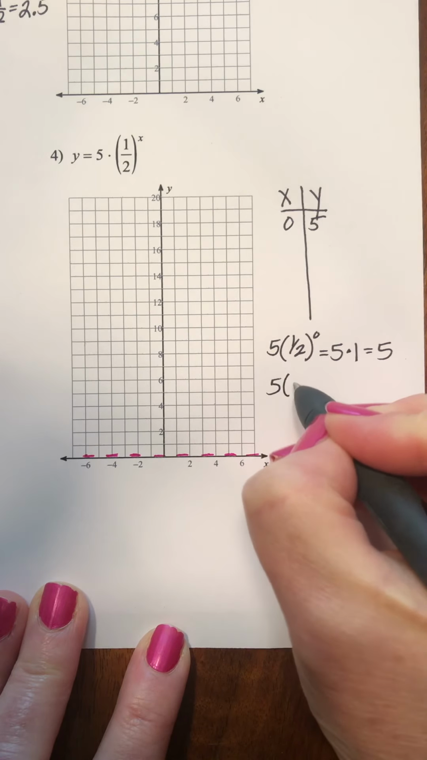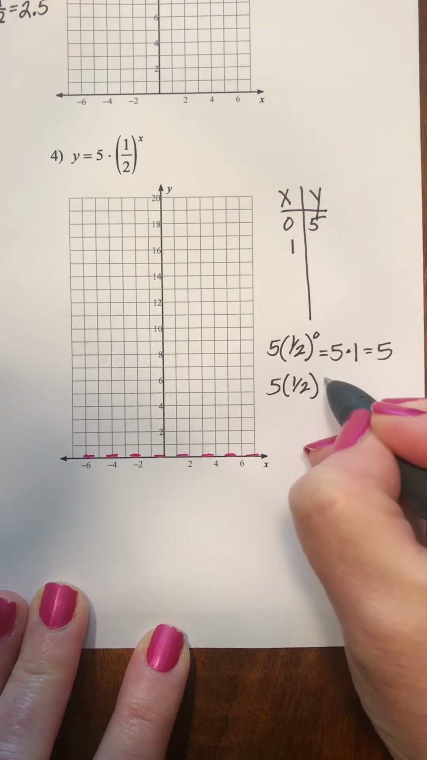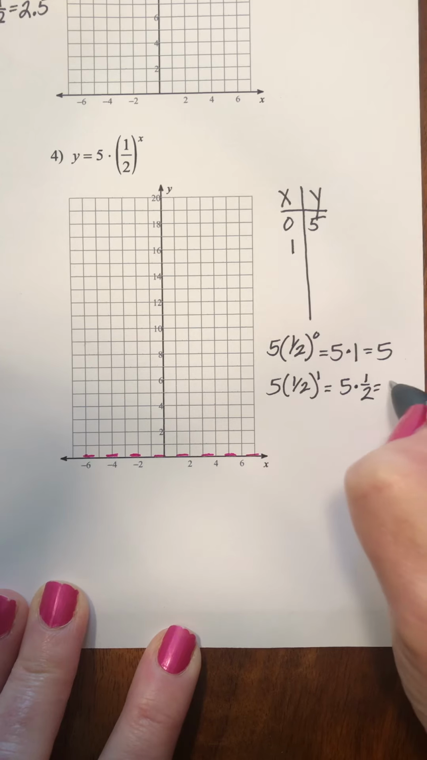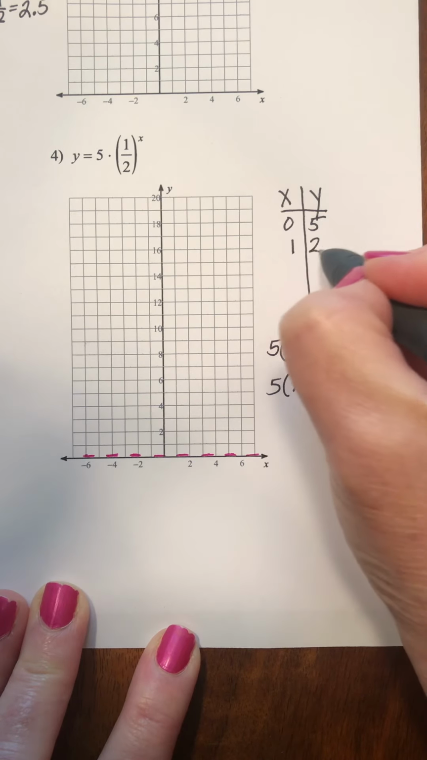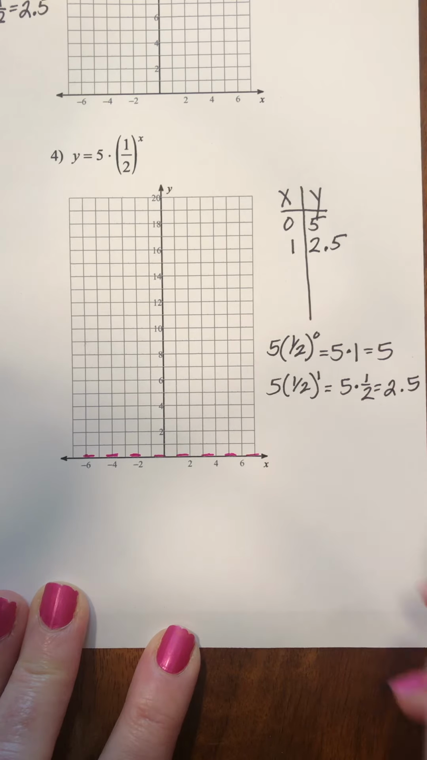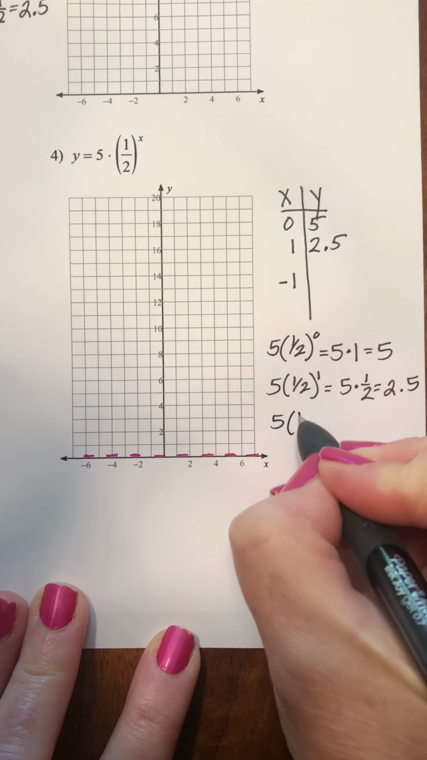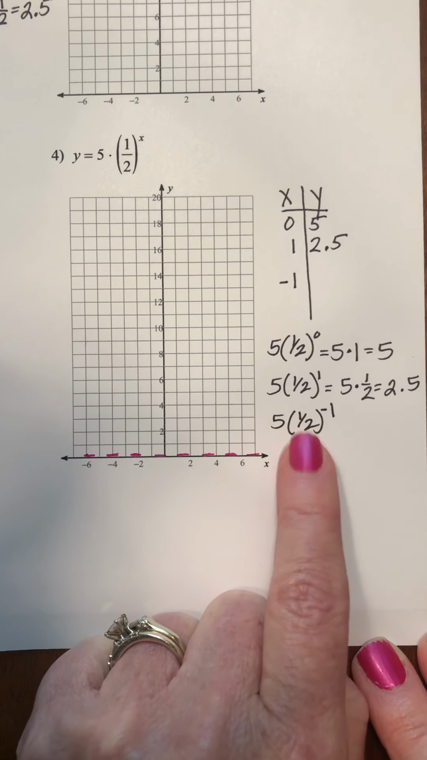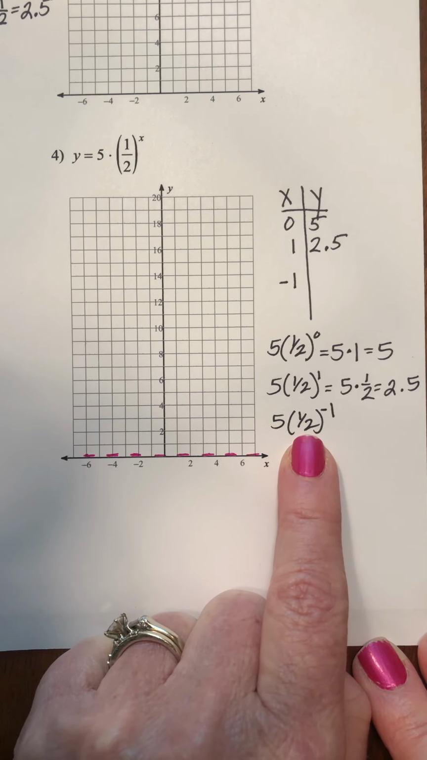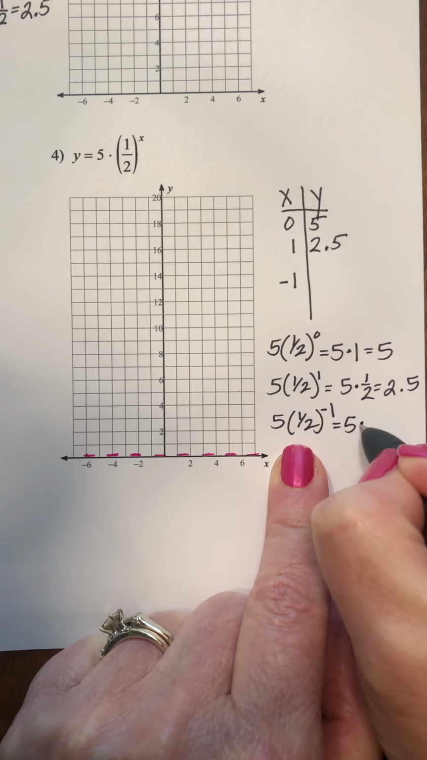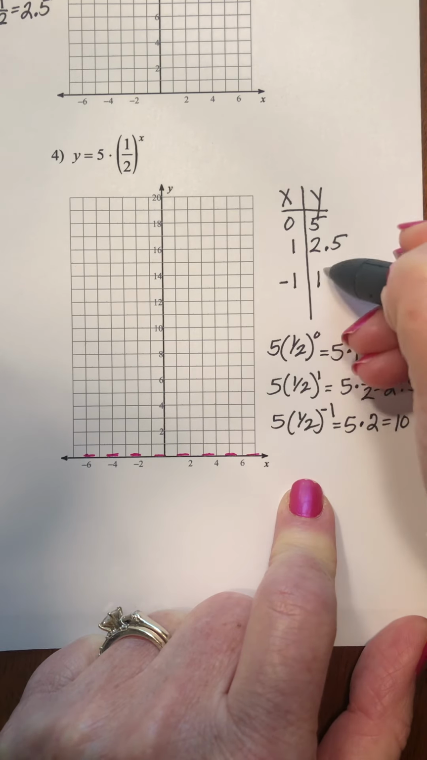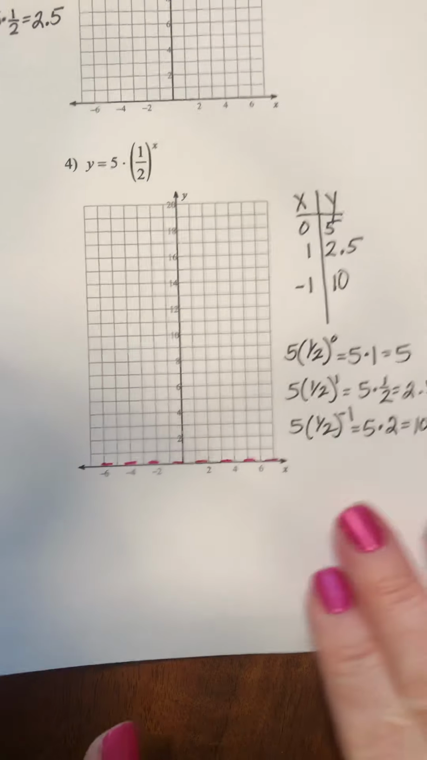Okay, so now let's do 1. So 1/2 to the first power is 1/2. Now we just did that. That's going to give you 2.5. So when you plug in a 1, you get a 2.5. But now let's plug in a -1. I want you to see something here. When we put 1/2 to the -1 power, you do not even need a calculator. You're just going to flip this 1/2 over. Well, if you flip a 1/2, you really get a 2. So that becomes 5 times 2, which gives you 10. So it's just the opposite of what we did in the previous problem.